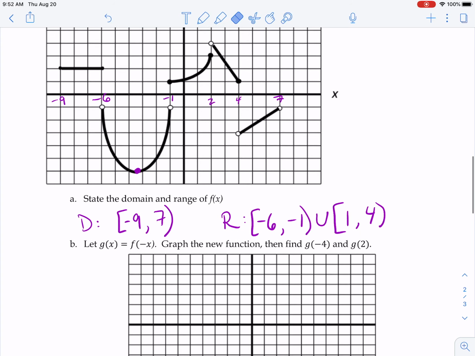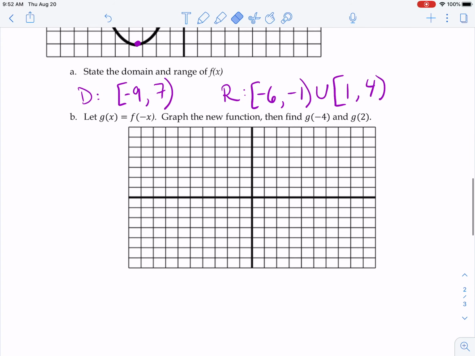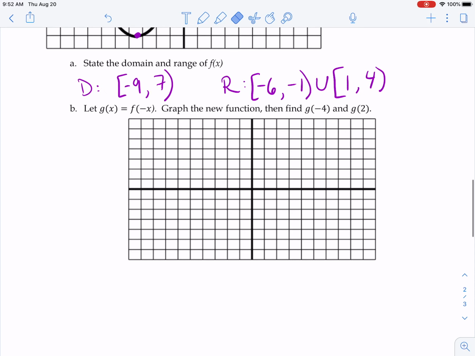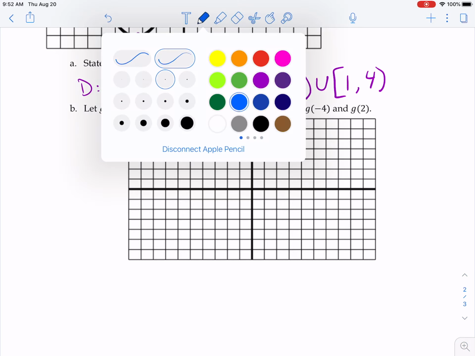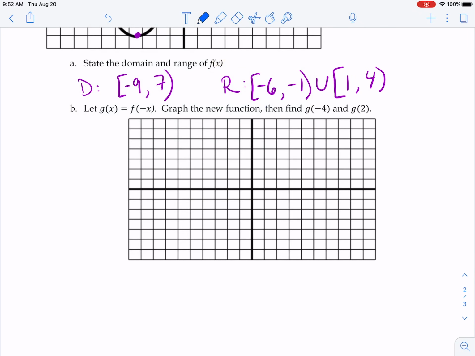Okay, so then they say, let's graph g of x, where g of x is equal to f of -x. So what we're doing here is we're going to do a reflection. So let's think about this for just a second. Sometimes it's helpful to make a table. You don't have to do this, but if you forget, okay, wait, did that reflect over the x-axis or over the y-axis? And I'm not really sure.